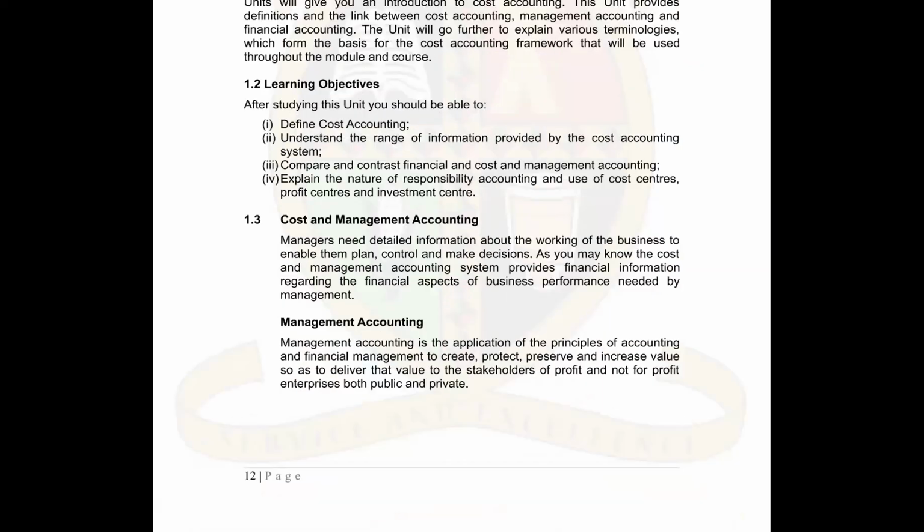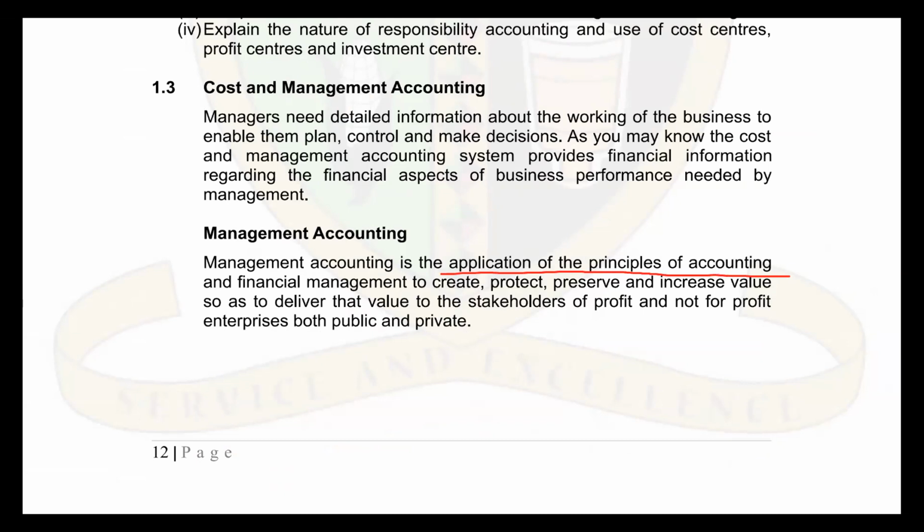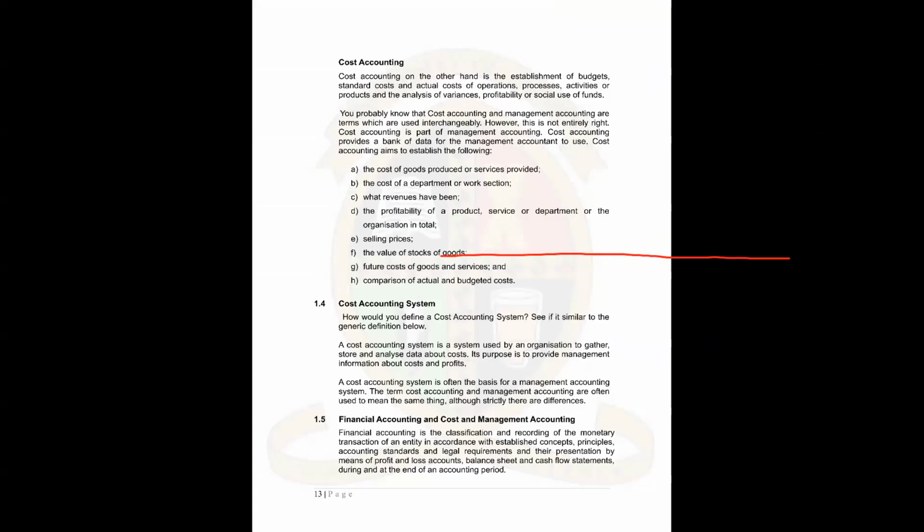So what is management accounting? Basically, management accounting is the application of the principles of financial management to create, to protect, to preserve, and increase value so as to deliver that value to the stakeholders of profit and not-for-profit enterprises, both public and private. But what we are interested in is cost accounting, not management accounting.